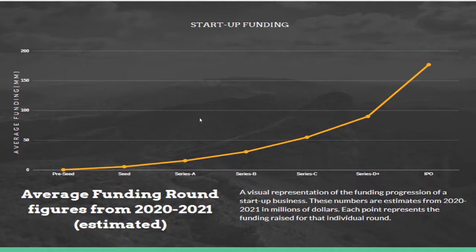So here's a little timeline that I made. This is based on the average funding rounds from 2020 to 2021. The data was collected online from Investopedia. I used some median and some mean. I think I used the median for Series D, and then the medians from pre-seed to Series C, and then the means from Series D to IPO.